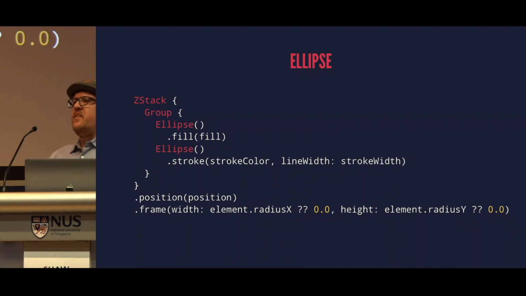Ellipse, again, a variant on circle, but this time you have two new attributes being radius x and radius y. Radius x is for the x radius, and then y for the y. Cool. That's some of the basic primitives and how simple and easy they are in SwiftUI.